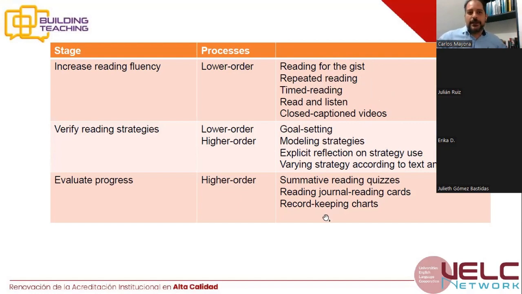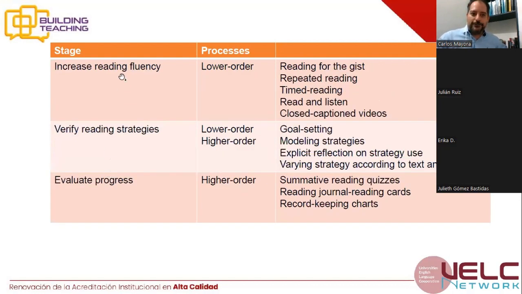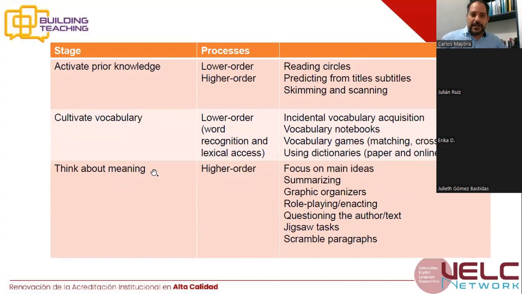But then again, as I said, it's good that you can use more than one of these in each lesson, but at the same time, you can distribute them in different lessons, okay? And you don't have to push all the 6 stages in each and every lesson.